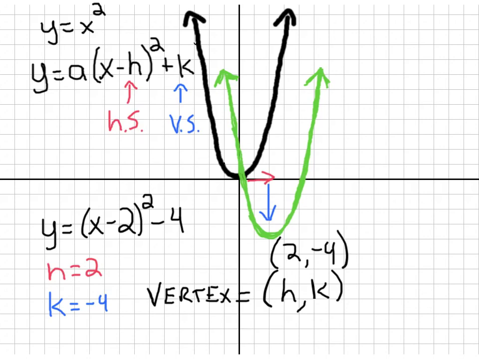Now, if we remember, our vertex is the highest or lowest point on a graph. And so this is the lowest point on this particular graph, and that point right there on the coordinate plane is 2, negative 4. So that is our vertex on this particular one.